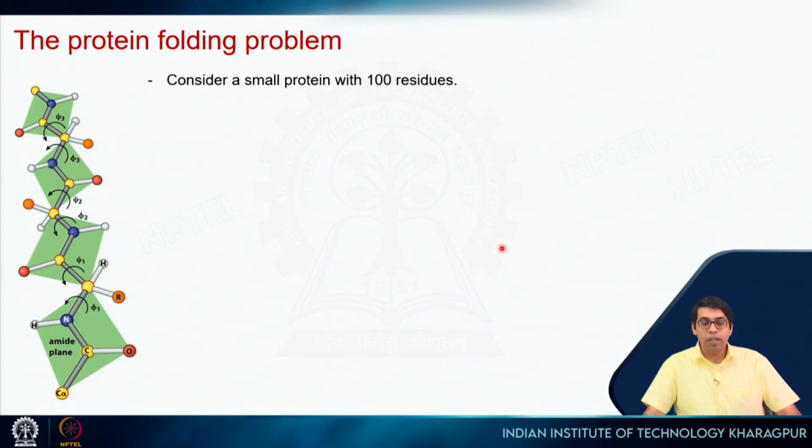So, now let us consider a very small problem. It is a thought problem where let us say we are thinking about a protein which is 100 residues long and we know that each amino acid can have various phi psi torsion angles. So, let us say in the Ramachandran plot this phi psi torsion angle can occur either in the alpha helical region or in the beta stranded region or in the left handed helical region.